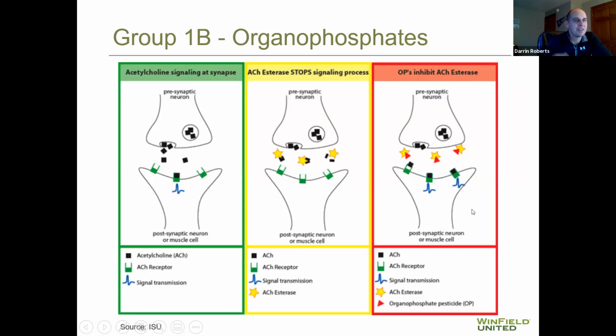Okay, so what exactly are organophosphates doing? This is probably getting a little too detailed for some people. Some of you might be interested in this. We'll probably not spend a whole lot of time on it.